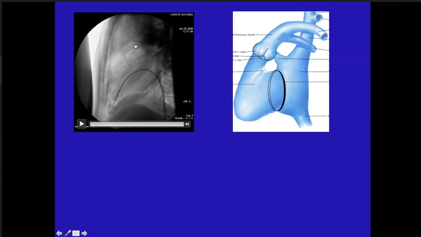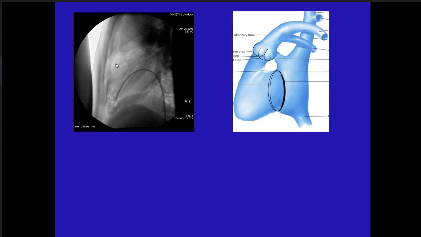Just in front of the cursor. Your cursor. Where is your cursor? One person, please. What did you say? Where is the RA lying here? I want to know where the position of RA is. Sir, in between the spine and RV.